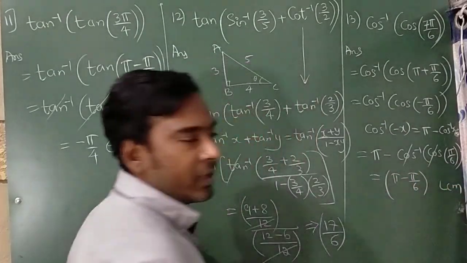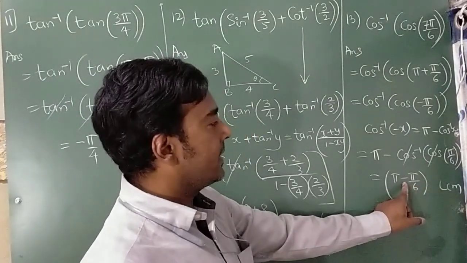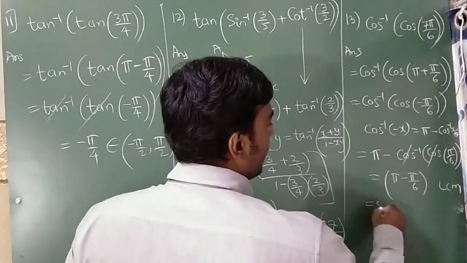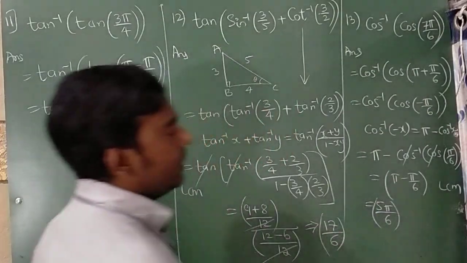If I take LCM, instead of taking LCM, there is a trick. 6 minus 1, because there is a minus here. 6 minus 1 is 5. So 5 pi by 6. Fine. This is your final answer.